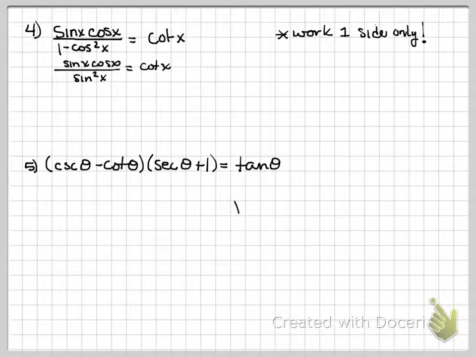Now with that, I know now I can cross off one of these sines, the one on the top and one of the ones on the bottom. And that leaves me with cosine x over sine x, which is my cotangent x. And both sides now match. So there's your first proof. You just verified that those two sides are equal. Okay, let's move on to number 5.